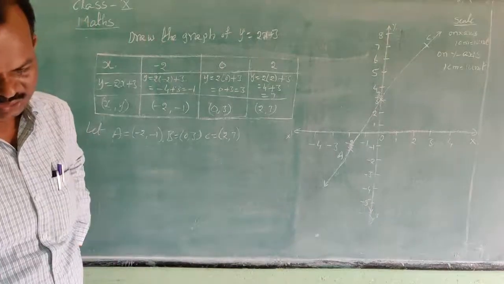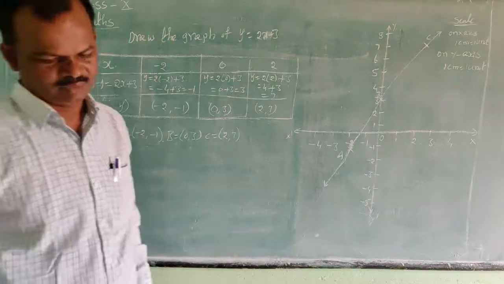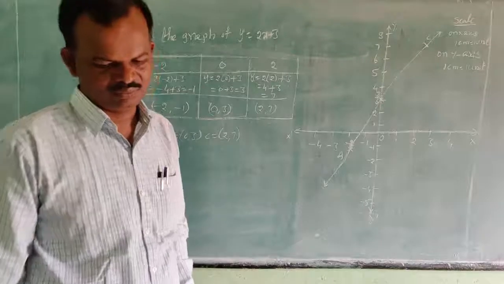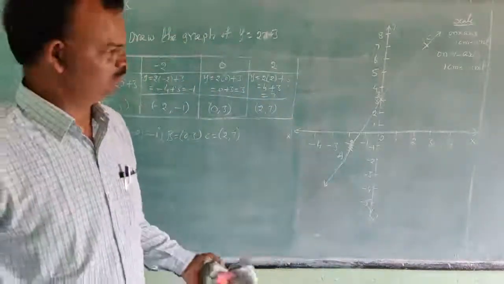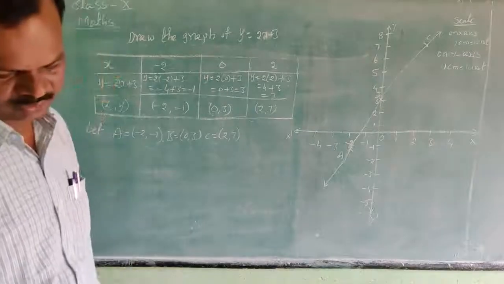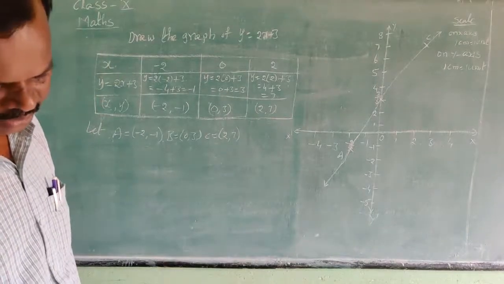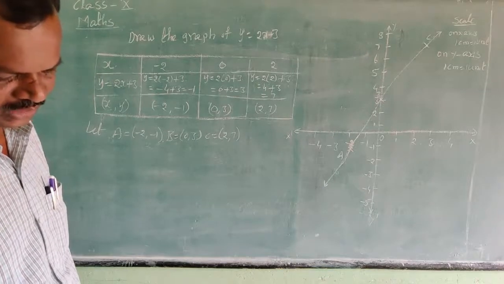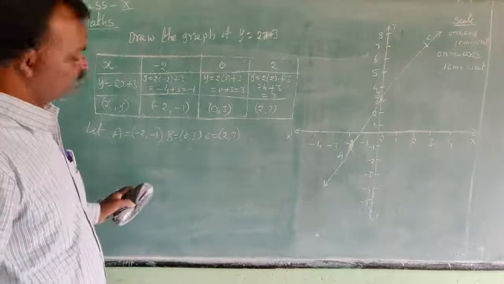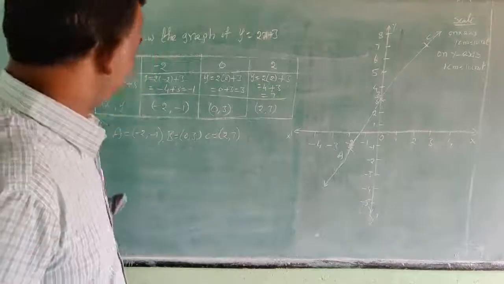And next one, do this, page number 52. Draw the graph of, first one, y is equal to 2x plus 5.